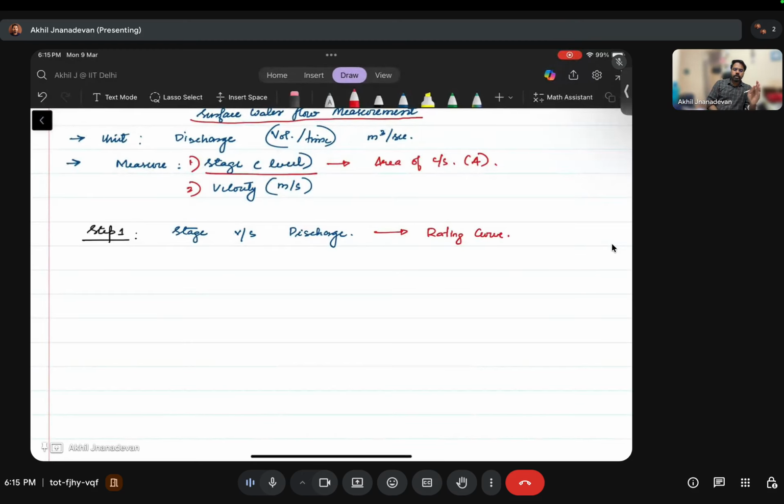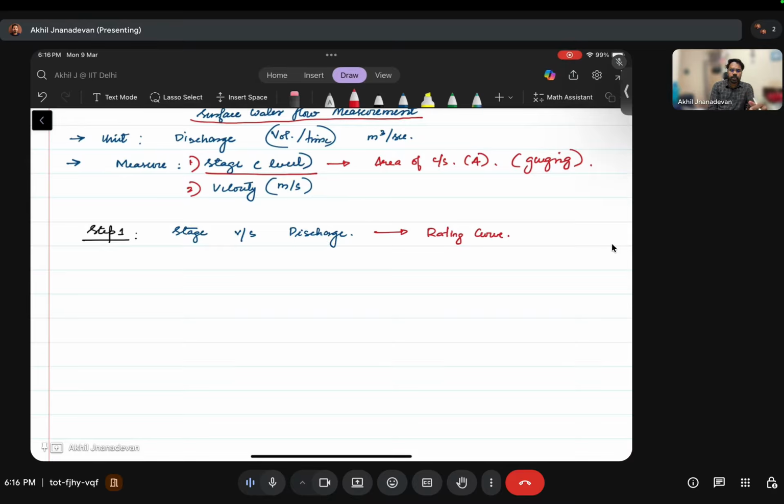At a particular gauging station, measuring the stage is also called gauging. So these are called gauging stations. That process is called gauging. That is how we measure the different water levels at different times. Once we measure the stages, we compute the discharge. Once we compute the discharge for different stages, we make a curve that is called the rating curve for that particular gauging station.